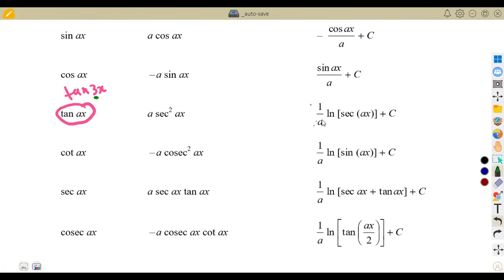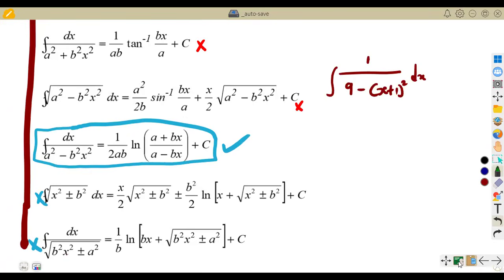So this one is going to be 1/a, which is 1/3, ln sec ax, which is ln sec what? 3x. We're just going to put a 3 where there's a. So that is how you apply your formula. There's nothing special for that tan. You're supposed to know your formula only. You substitute there. All right, so that is it for this tan.